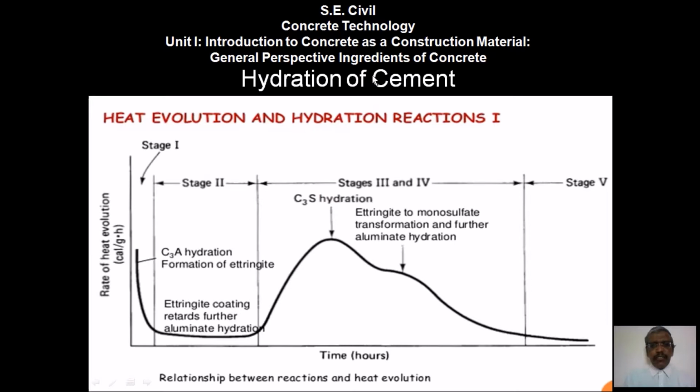Then we will see the hydration of the cement. On the vertical axis you will see the rate of heat evolution, and on the horizontal axis you will see the time. So initially the rate of hydration is more. The C3A hydration is there, formation of ettringite, and then ettringite will be in stage 1. Then stage 2, ettringite coating retards further aluminate hydration. Then it goes to stage 3 and stage 4 where the C3S hydration is there and ettringite to monosulfate transformation and further aluminate hydration is there, and it reaches stage 5. The heat of hydration is reduced.